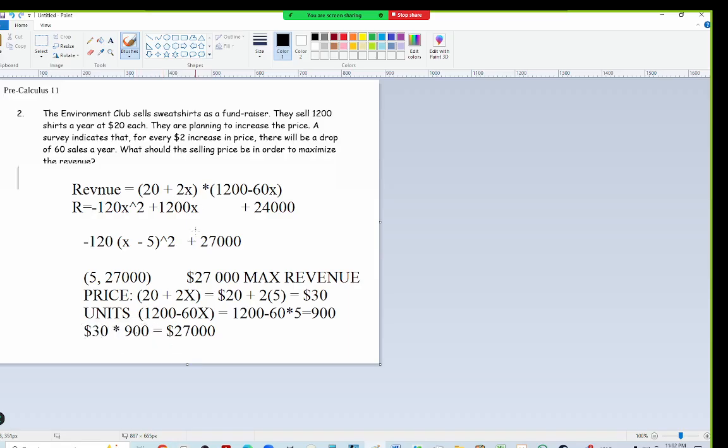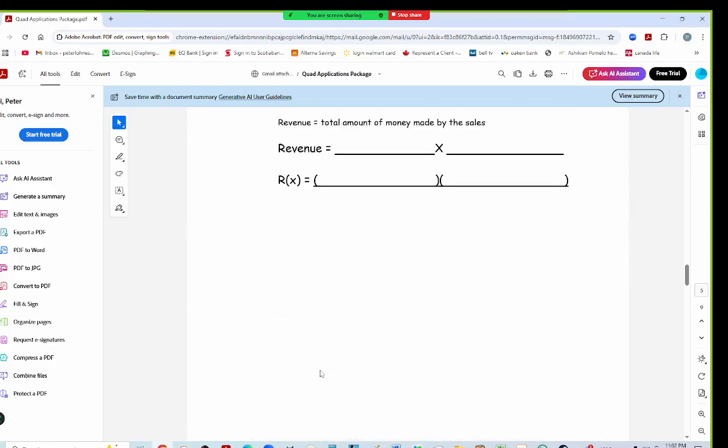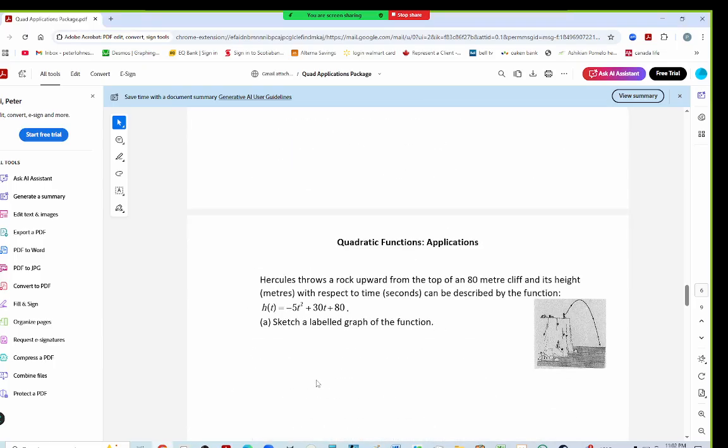Okay, so those are the key questions. What's the max revenue? What's the new price? What's the number of units sold? And they might ask, what's the vertex? 27,000. Those are the same if they're going to ask it over and over again. Sometimes it goes up, sometimes it goes down. What does this one look like? What does this one look like?